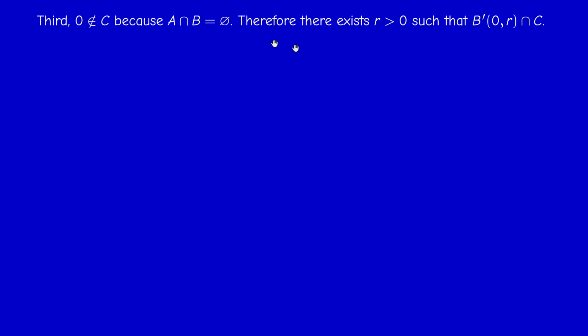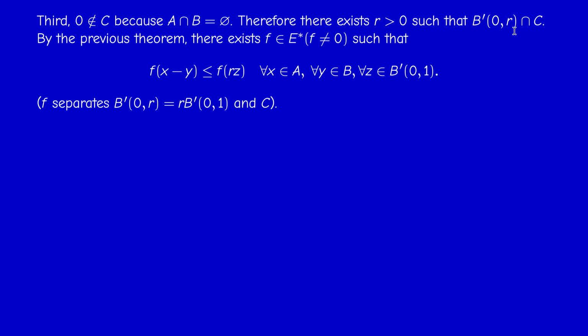Therefore, 0 belongs to the complement of C, which is open. So there is a whole ball in the complement of C of center 0, and I can take it closed. So there's something missing here: B prime 0R is contained in the complement of C, and therefore it does not meet C. So the intersection is empty. Correct this, please. And therefore, I can apply the first form of the Hahn-Banach theorem, and I can find a closed hyperplane separating in the large sense B prime 0R and C.